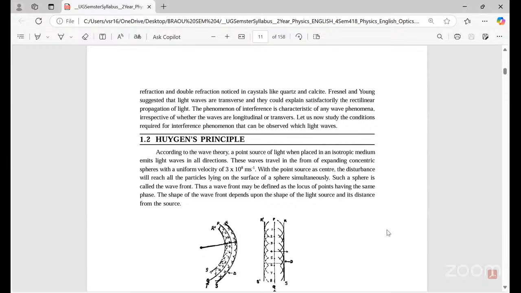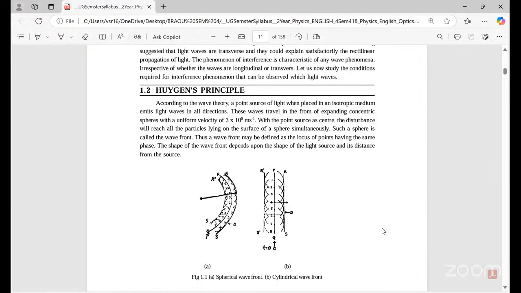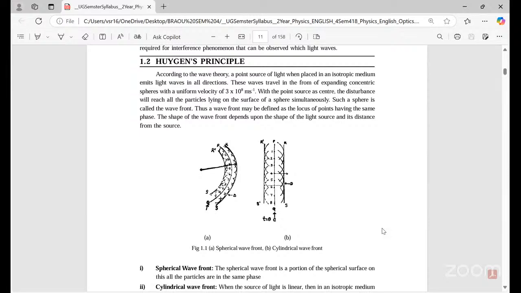So here we should know what Huygens principle is. This question is asked so many times, so please go through this Huygens principle. According to the Huygens wave theory, a point source of light, when it is placed in an isotropic medium, may emit light waves in all directions.